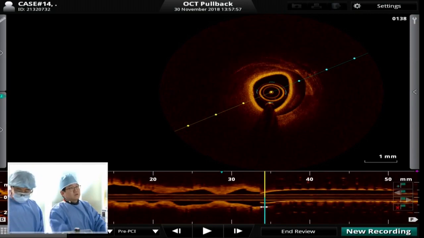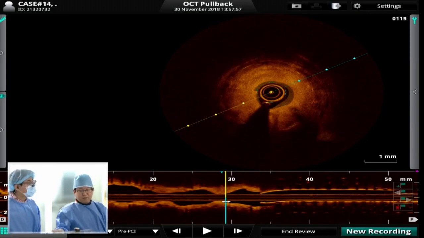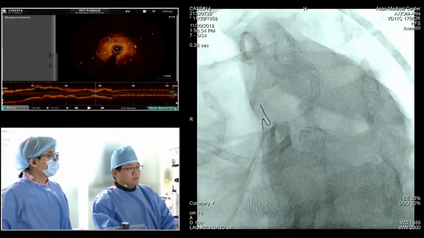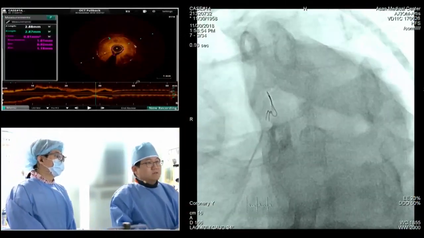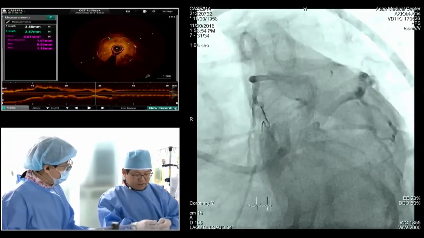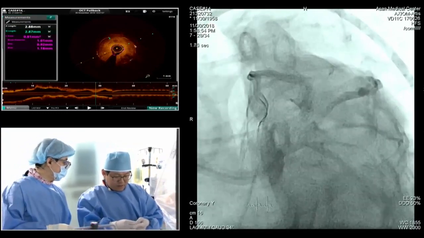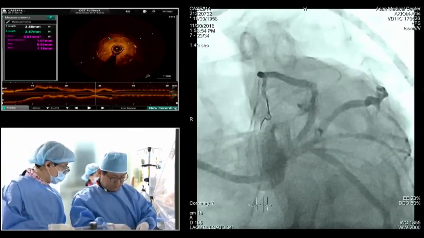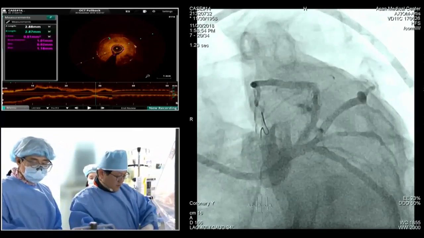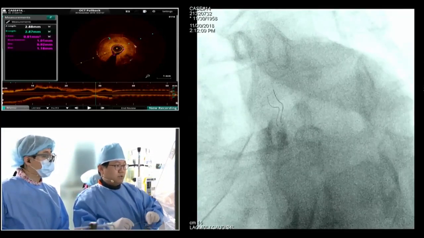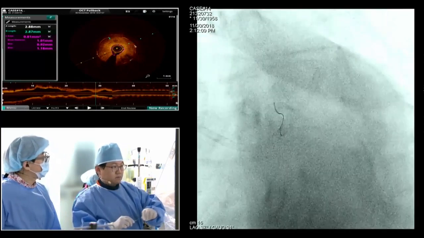Can you show us a spider view? Another view. Okay, I'd like to start with rotablation with a burr for effective debulking. I'd like to select 2.0. I already inserted the rota wire. Caudal, please.